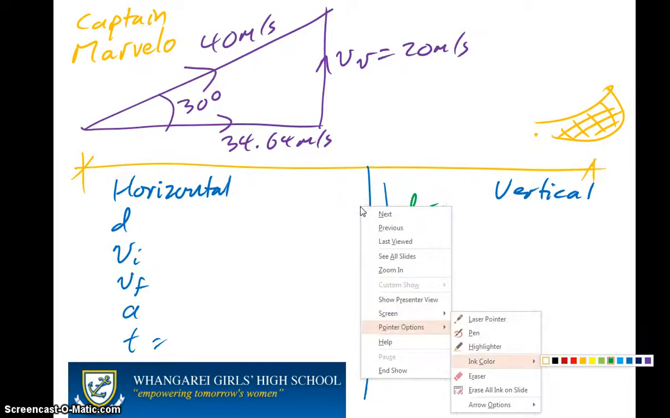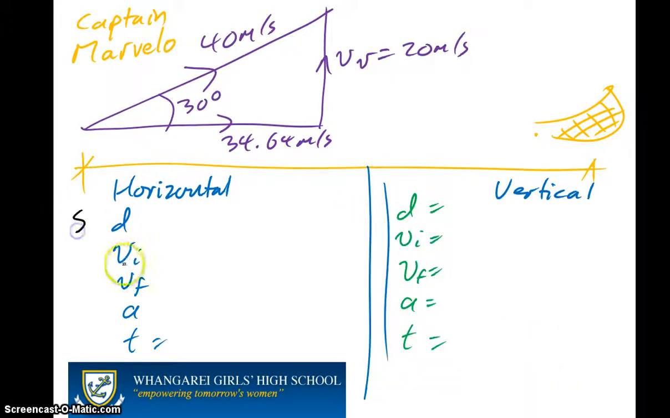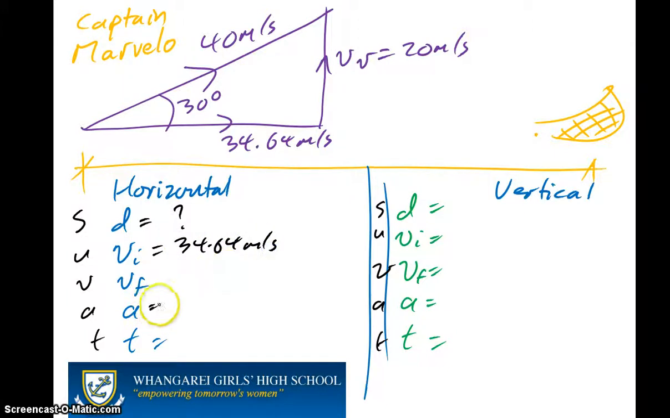At university, they tend to use the symbols S, U, V, A, and T for these things, and I'll just put them in there just for completion. Horizontally, we'd love to know that. We know the initial horizontal velocity, which is 34.64 meters per second. We know the horizontal acceleration for a projectile is 0, so the final velocity will be the same as the initial. In order for us to find the horizontal distance, we need to know the time. We can't do anything with that just yet.